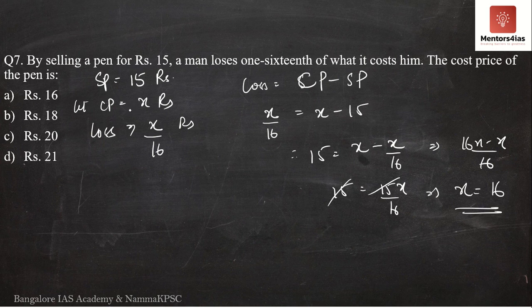Therefore, what is the cost price? Cost price is nothing but 16 rupees. Therefore, the question is asking for the cost price. The correct option will then be option A. The correct answer is rupees 16.